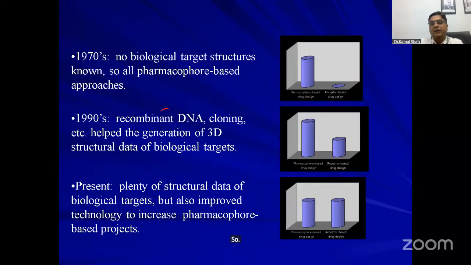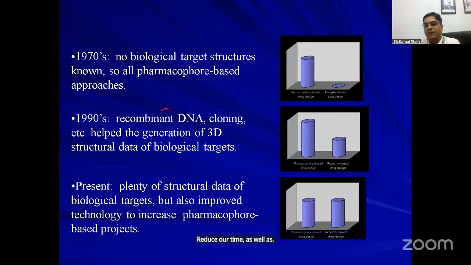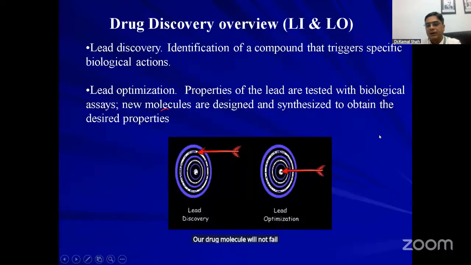So you can see here that in 1970 no biological targets were available. In 1990 we had biological targets. Now we have plenty of structured data on biological targets, and we also have improved technology to increase pharmacophore based projects. So nowadays we have a lot of data with us. This has reduced our time, but in another way it has also increased our responsibility to be vigilant about what is reported, what is not reported, and how it has to be done optimally, so that our drug molecule will not fail at a later stage.